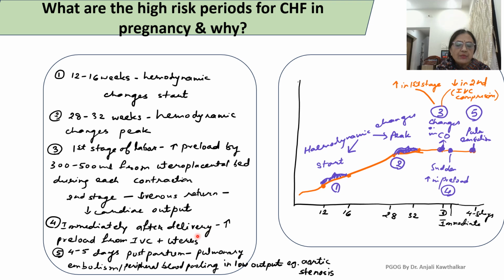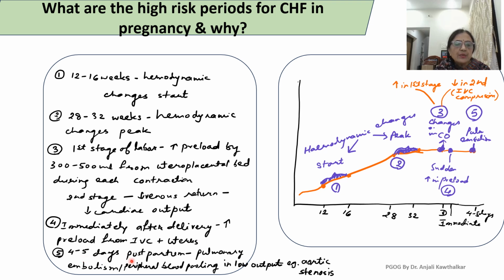Immediately after delivery, as we have seen in the previous slide, there is a sudden increase in the preload because the compression over the inferior vena cava is taken away with the delivery of the baby. So that increases the venous return, and the placental bed is also getting squeezed, and that is how the blood is entering into the general circulation.